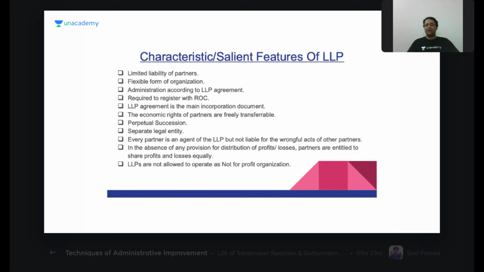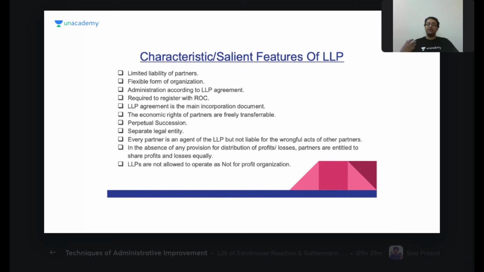And in case it is not mentioned, for some reason they do not mention what the profit sharing ratio is, then it is assumed that the profit sharing ratio is equal among all the partners. If there are three partners, then the profit sharing ratio becomes 33.33% each. If there are two partners, it becomes 50% each by default.